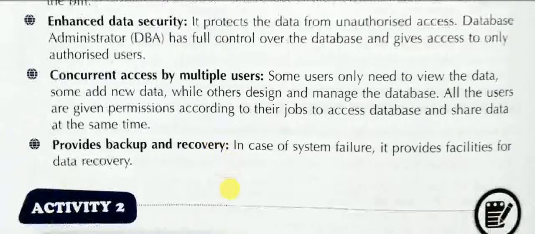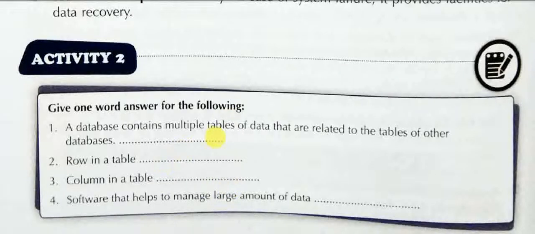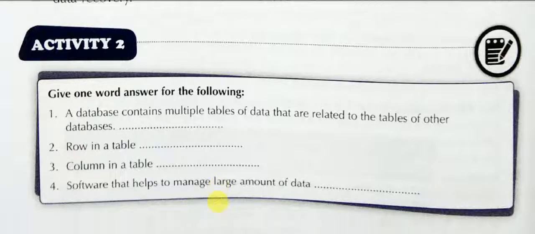The next, give one word answer for the following. The database contains multiple tables of data that are related to the tables of other databases. So this is mainly the DBMS, RDBMS. The next, a row in a table is known as a record, a column in a table is known as a field, and software that helps to manage large amounts of data is known as a database management system.